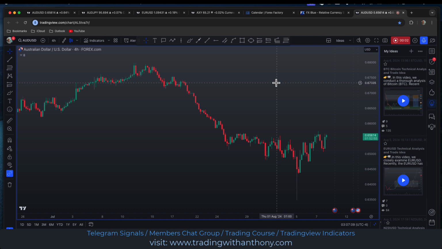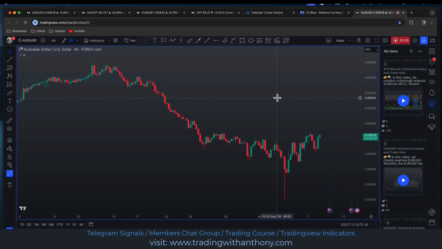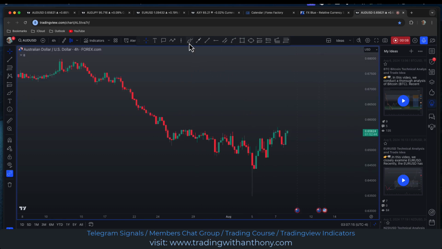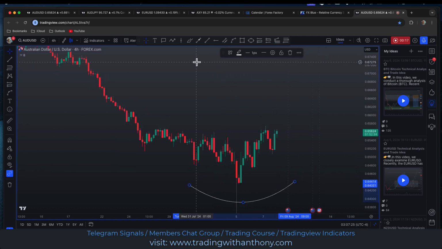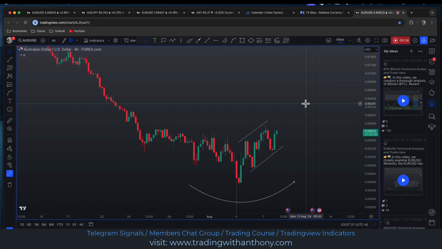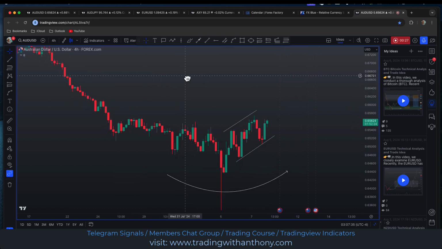Traders, we're looking at the Aussie dollar 4-hour time frame. So this is bullish price action. We can see this potential reversal pattern going on here. We have higher highs, higher lows. Clearly, we can see that here. I'm looking for a buy opportunity in this current environment.